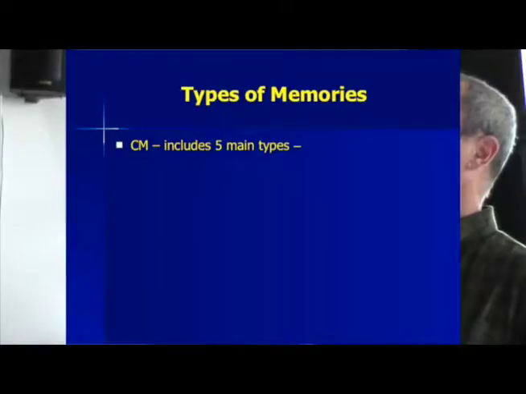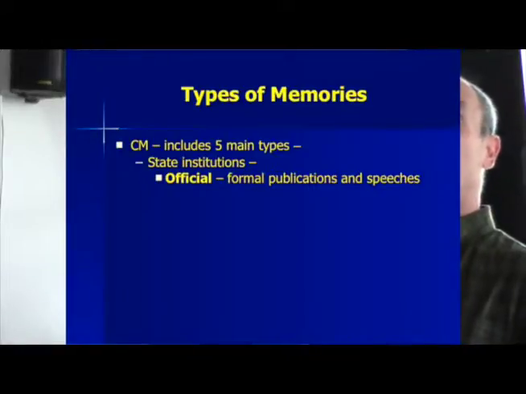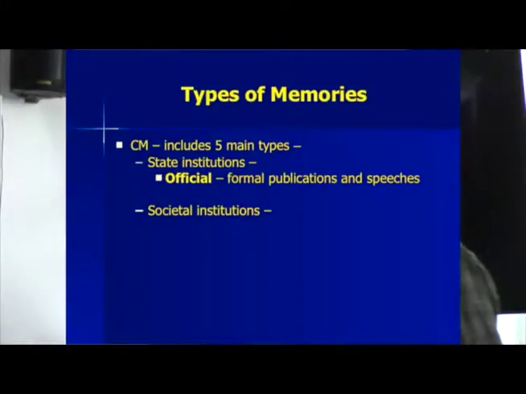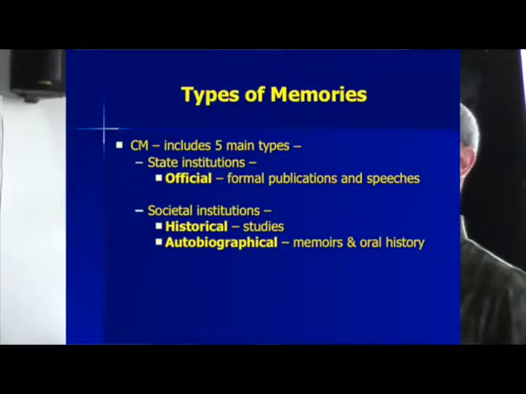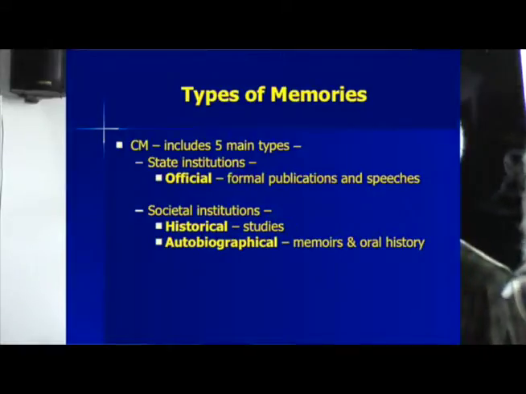Now, collective memory is actually an umbrella category that includes various types of memories, and I will address here some of the main ones. The first one is the memory of the state institution. These are representations of the past adopted by the formal institutions of the group and manifested in formal publications and speeches of leaders. The other four types of memories are memories of the societal institution. The first one is the historical memory. This is our memory, the scholars', or more the historians'. A representation of the past adopted by the scholars and manifested in their studies. This is the historical memory.